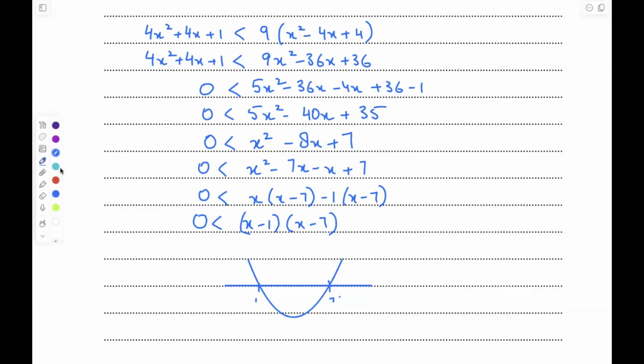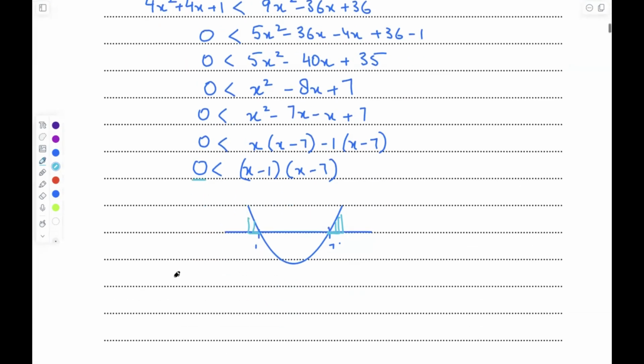Now, as we're talking about the graph, the values of x for which this is greater than 0 mean that if we move forward from 7, the graph will be greater than 0. And if we go towards the left from x = 1, it will be greater than 0. So the final answer will be x is greater than 7 and x is less than 1.